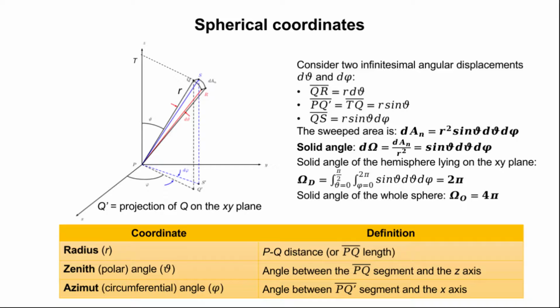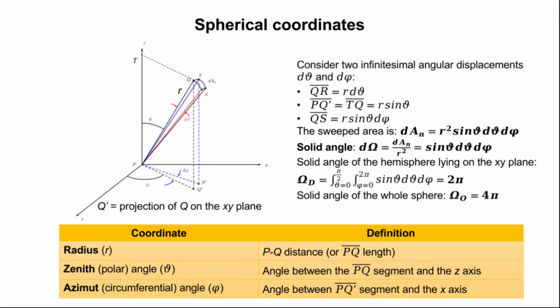The angle theta is the angle between r and the z-axis, and it is called zenith. The angle phi is the angle formed by the segment PQ' and the x-axis, where Q' is the projection of Q on the xy plane, and it is called azimuth. Now consider two infinitesimal angular displacements, d theta and d phi. The arc QR is equal to r d theta, and the segment PQ', which is equal to TQ, is r sine theta.